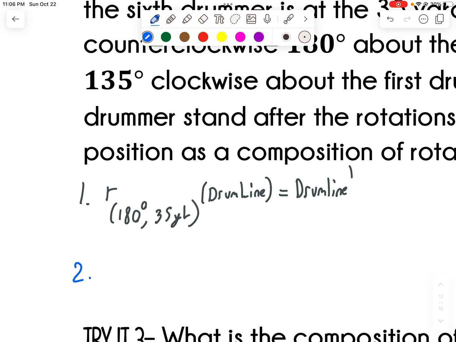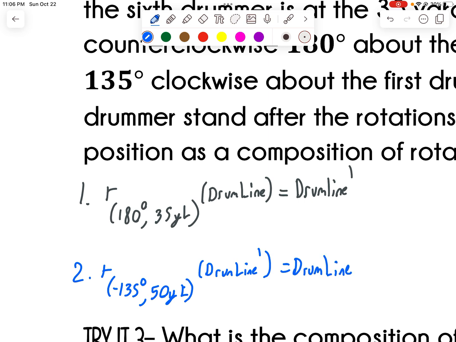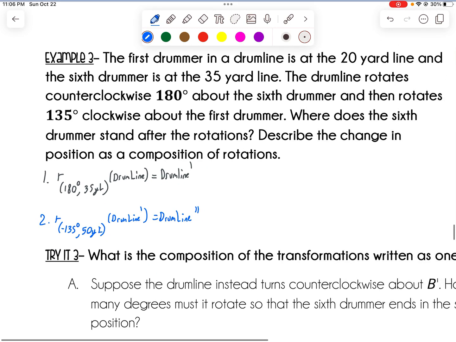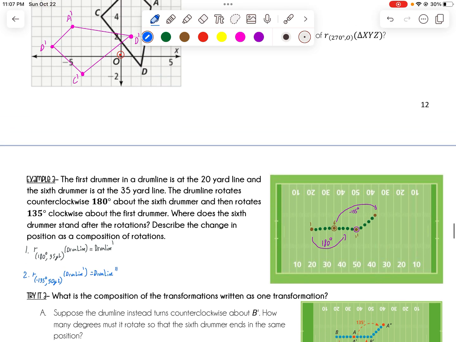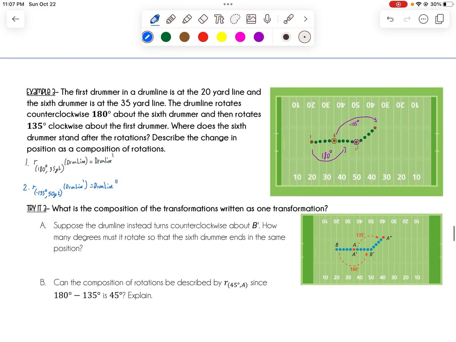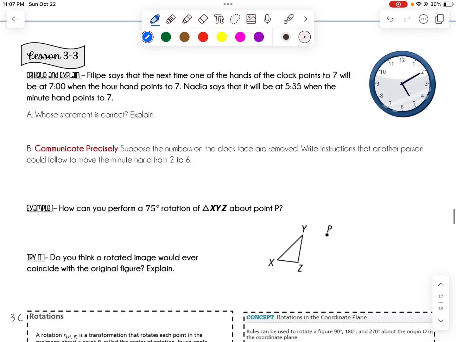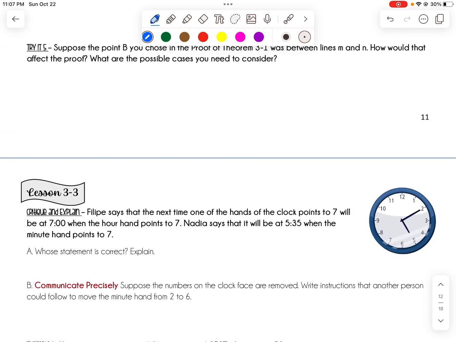Now let's write that second rule. We rotate negative 135 degrees about the 50-yard line. And we rotate the drum line prime to produce the drum line double prime. Okay, so those are our two rules. And those are our transformations. Hopefully you have a pretty good understanding of a transformation and everything we've been doing. I hope to talk to you about this later.